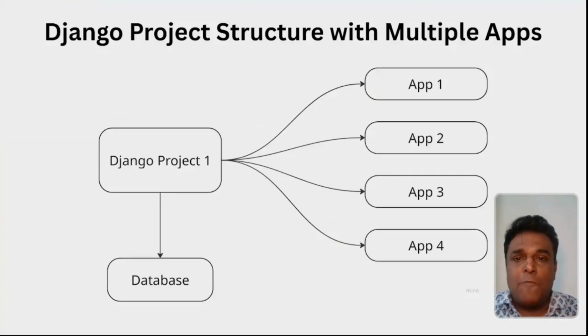Okay, so this diagram is important. You need to just fix this diagram in your brain, if you really want to understand Django very quickly. So this is a Django project, and this project will have multiple apps. Like we have app 1, app 2, app 3, and app 4. There are 4 apps.